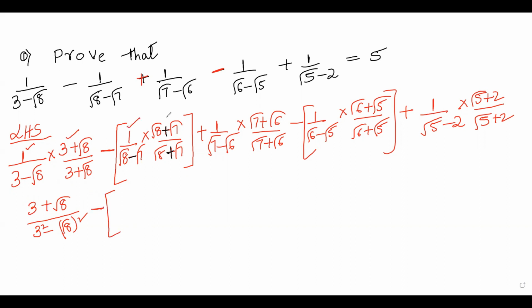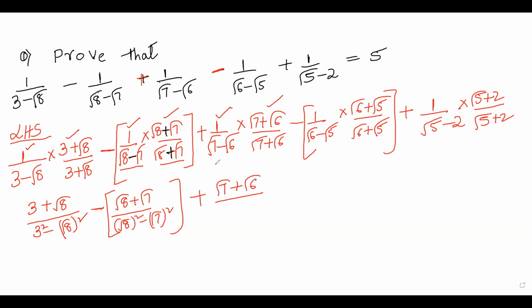1 into root 8 plus root 7 is root 8 plus root 7. Same formula, a minus b into a plus b is a square minus b square. Clear? Next one, 1 into this, root 7 plus root 6, a minus b into a plus b, a square minus b square.